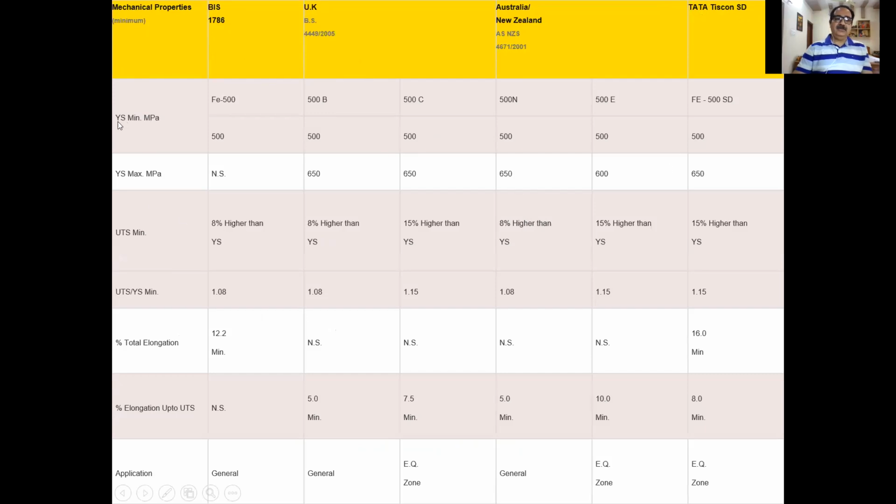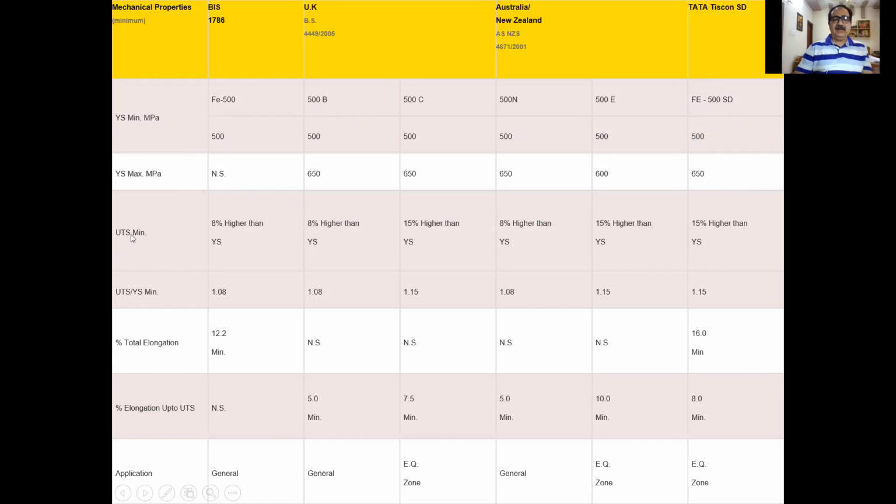If we talk about the minimum yield stress, for Fe500 steel it is 500, and Fe500B in other standards. For Fe500 SD, the brand manufactured by Tata Steel, it is also giving 500. So this is the minimum yield strength. If we talk about the maximum yield strength, it goes up to 650 Newton per mm square. So the same steel is giving the maximum yield stress.